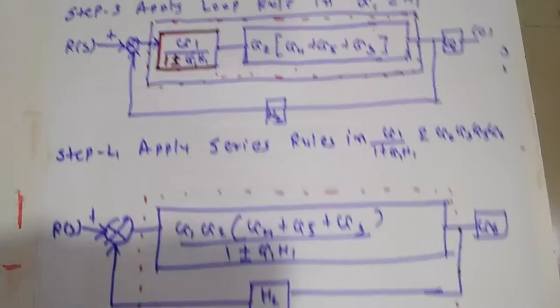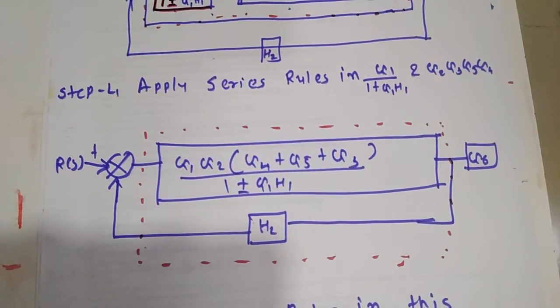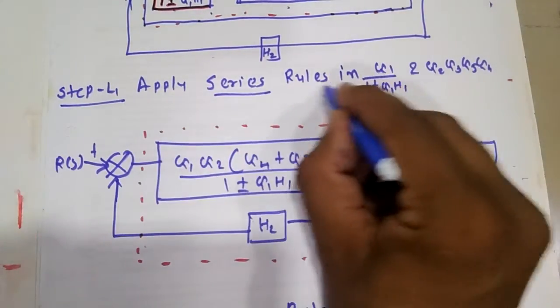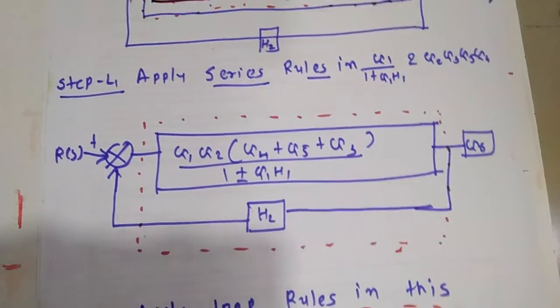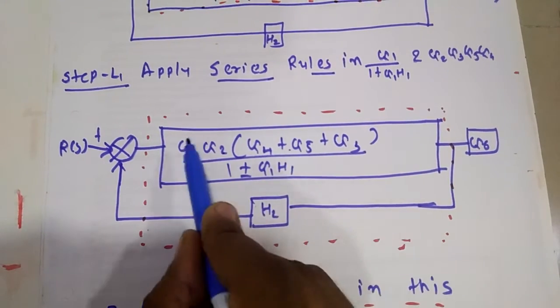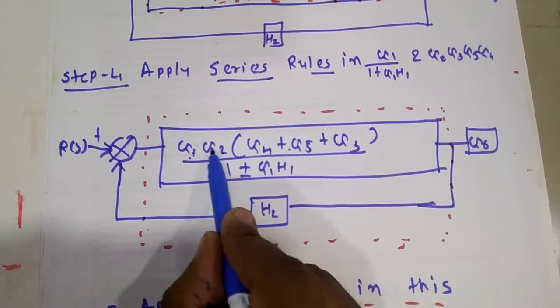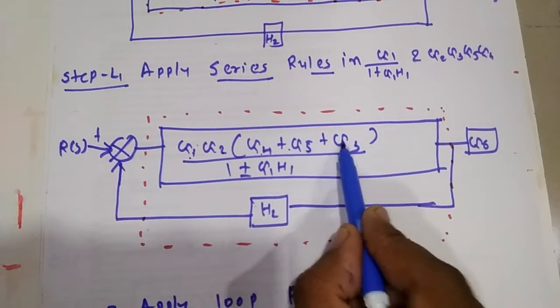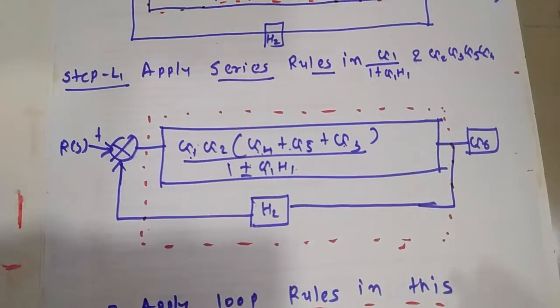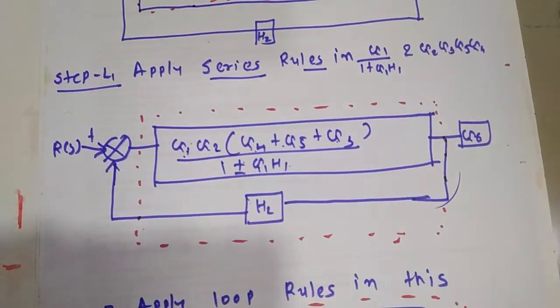So step 4 is to apply the series rule. In the series rule, G1 is multiplied with G2, G4, G5, G3 upon 1 plus or minus G1 H1, into G6 with its H2.